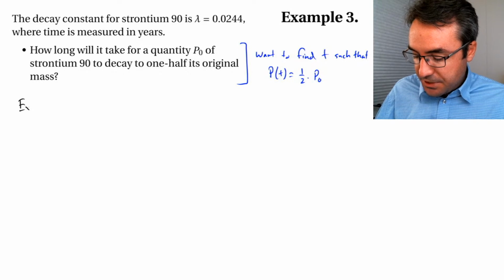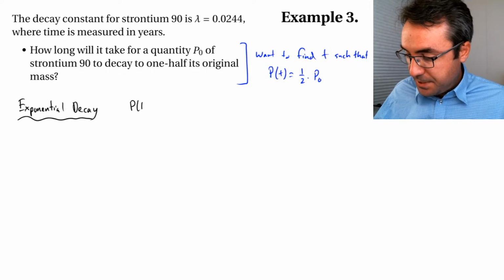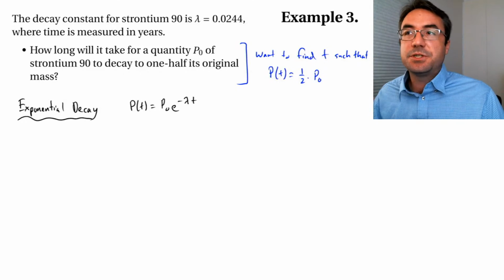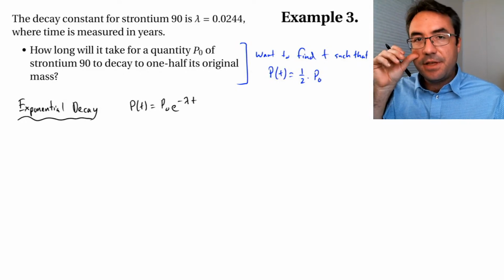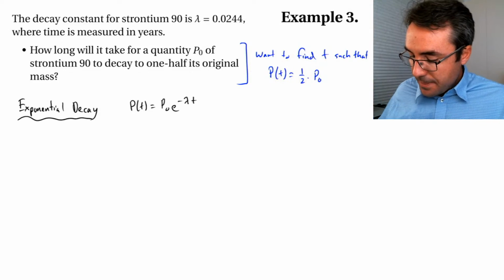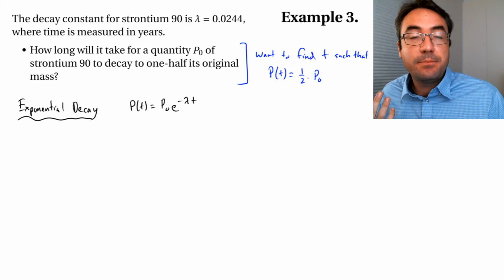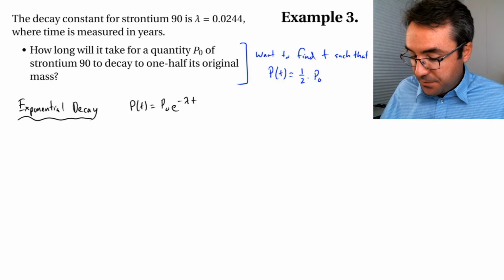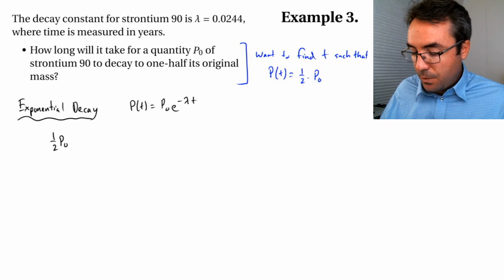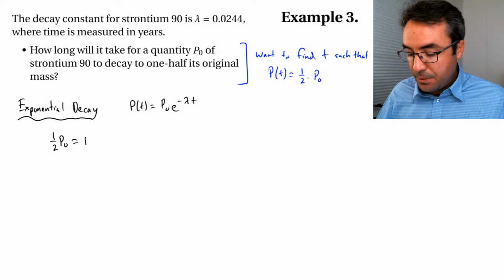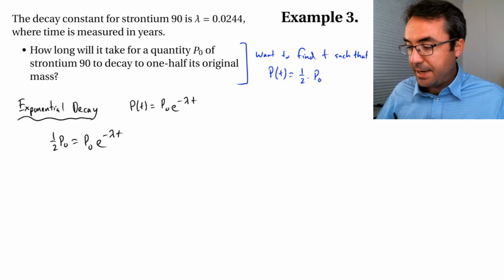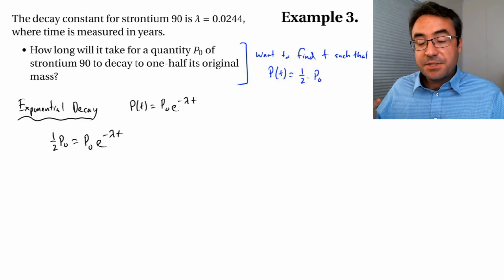So let's start with our exponential decay formula. So that's P of t equal to P0 e to the negative lambda times t. We'll use that format just so we stress that there's a negative there in the exponent. And let's fill in. We want P of t equal to 1/2 times our initial starting mass, P0. So let's fill that in. And that gives us the equation 1/2 P0 on the left is equal to P0 e to the negative lambda times t on the right. We want to solve this for t.